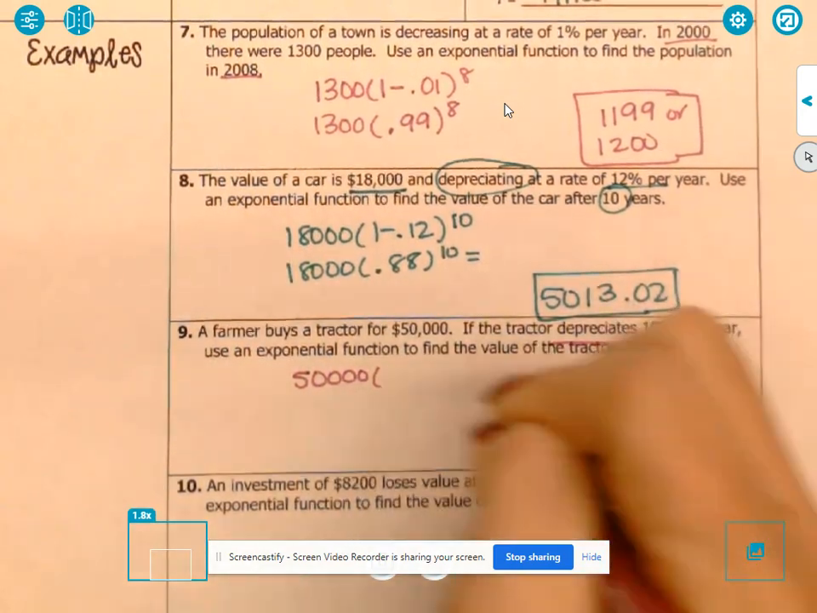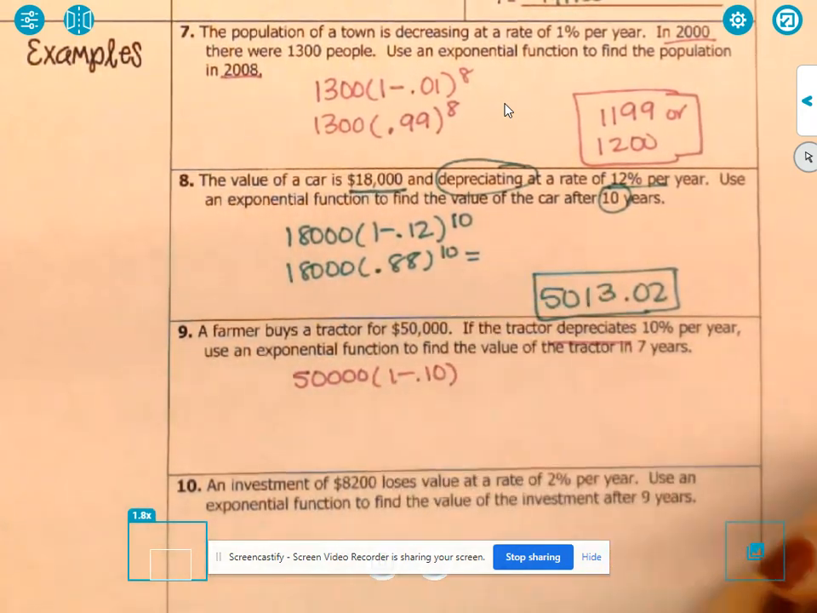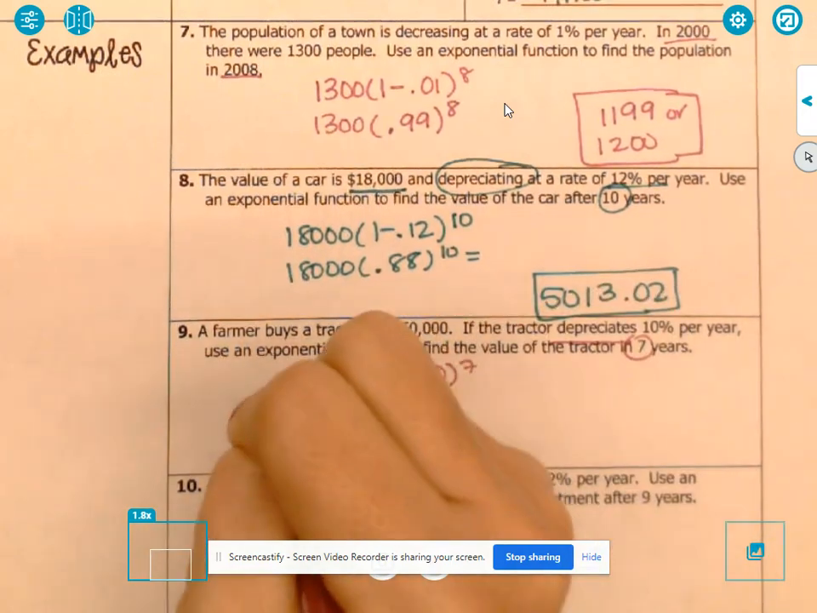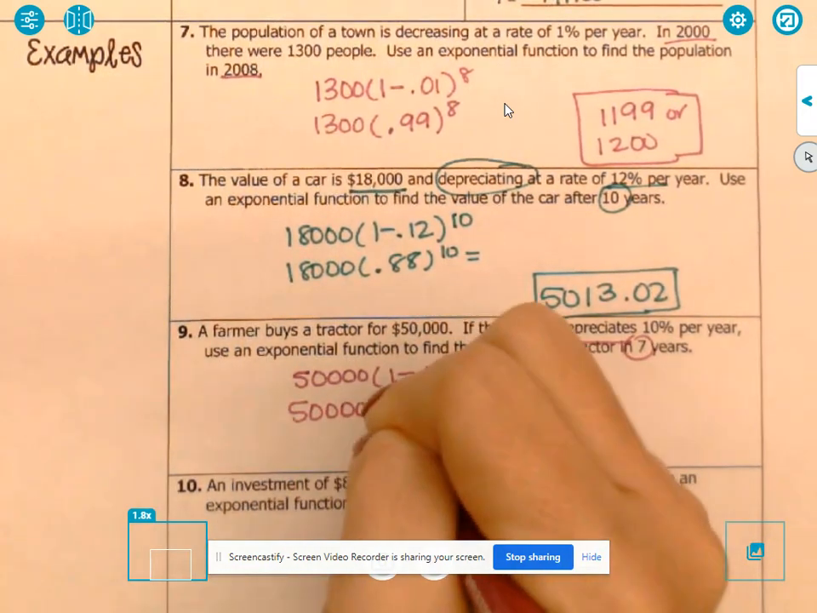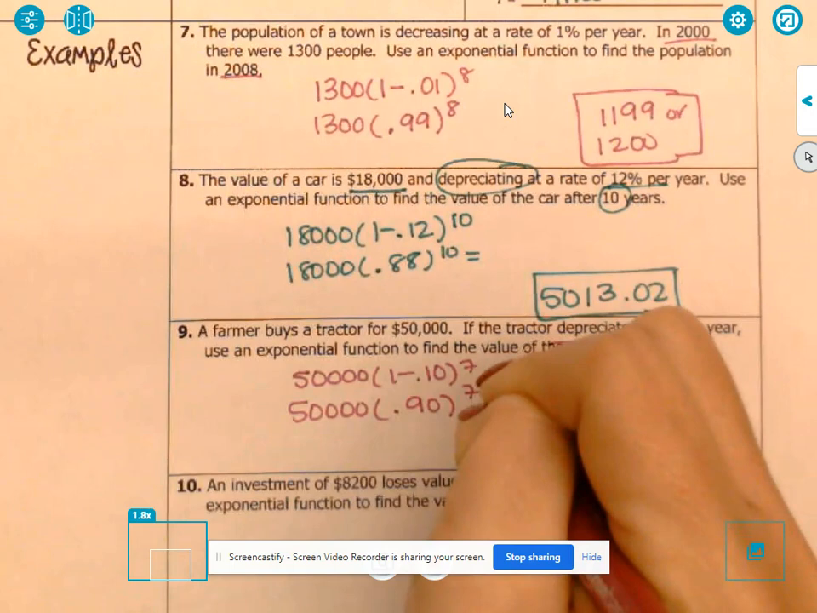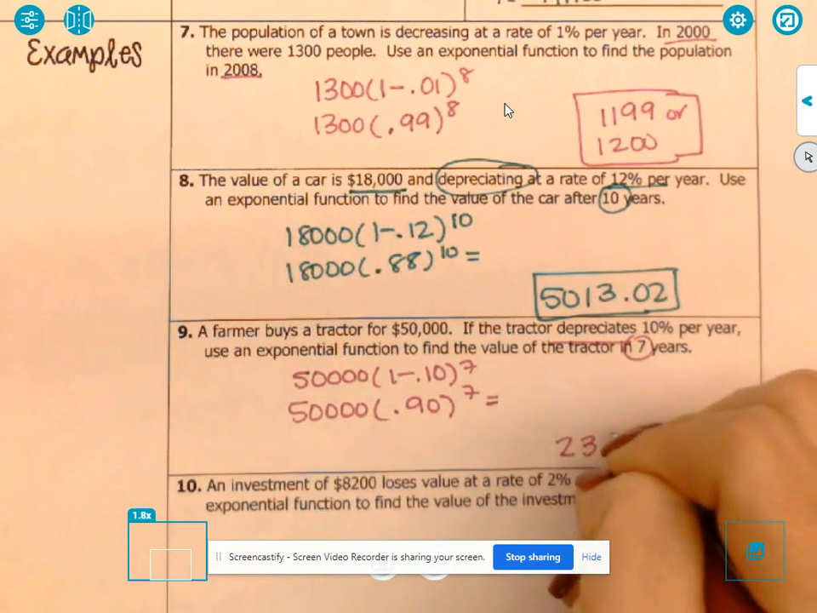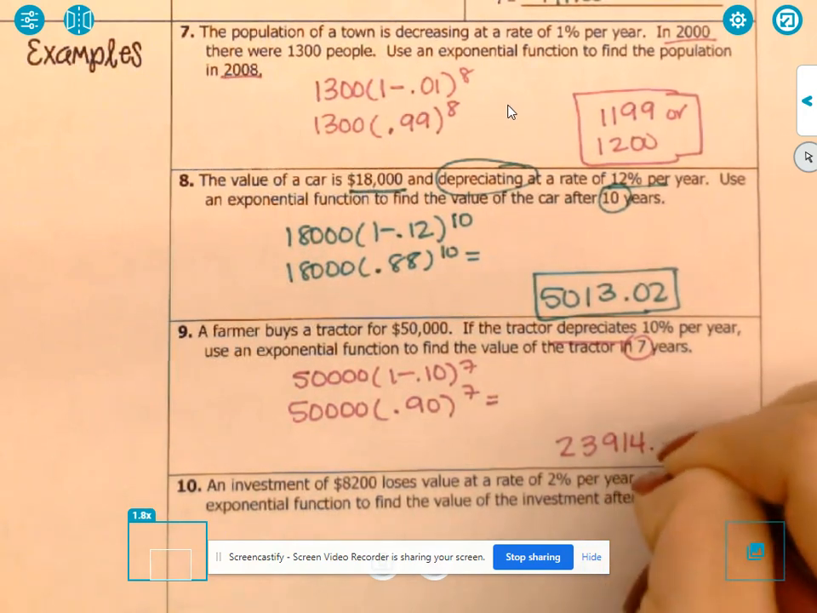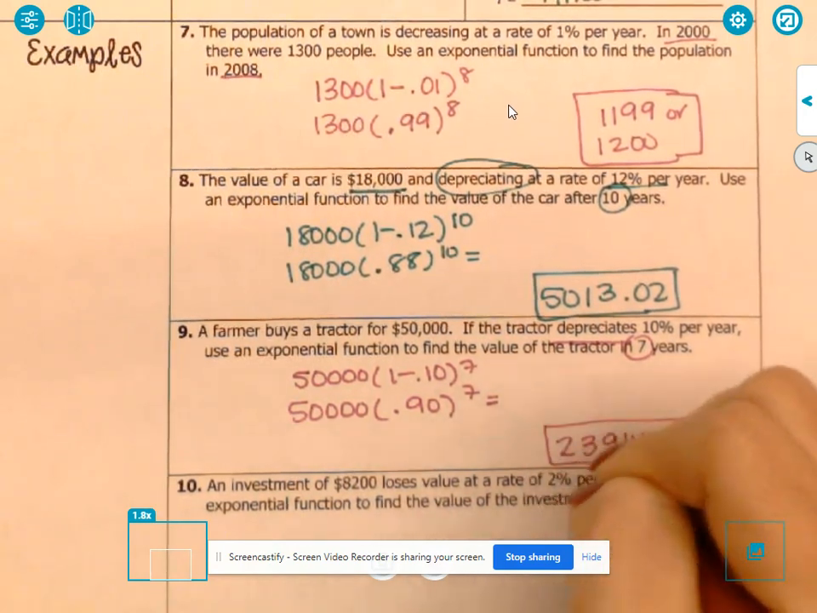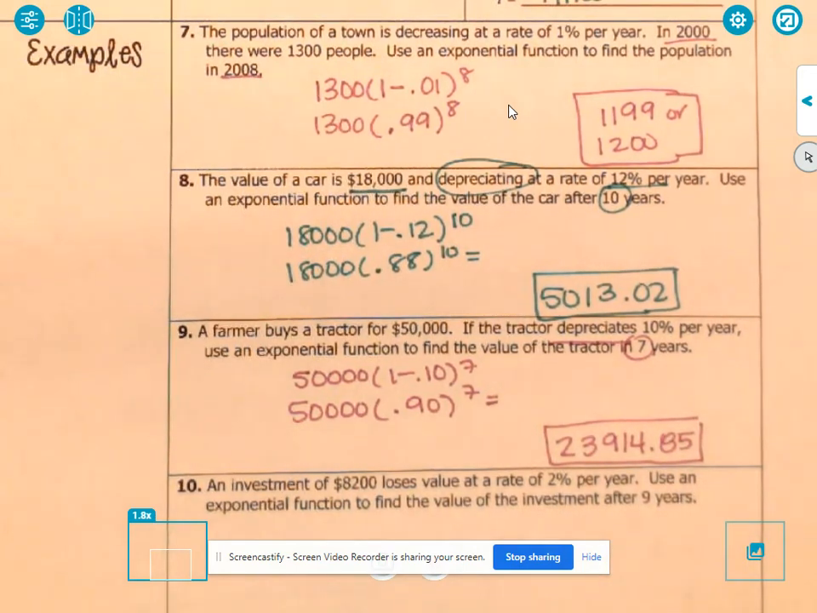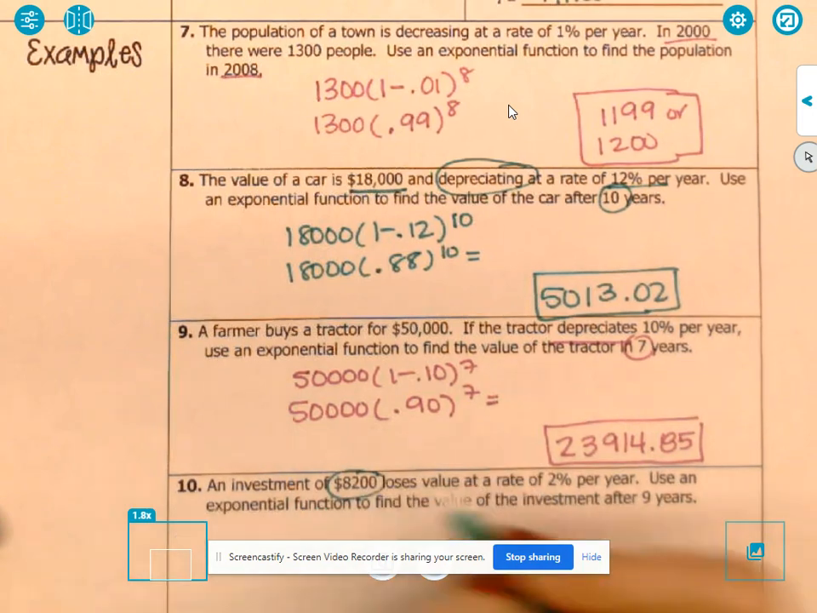All right. Farmer buys a tractor for 50 grand, so 50,000 is our initial. It depreciates at 10%, so 1 minus 10, and 7 years. So again, if I subtract, that's going to be 90% that it's actually being valued at. And that's going to give me 23,914.85. 2 decimal places, again, talking about money.